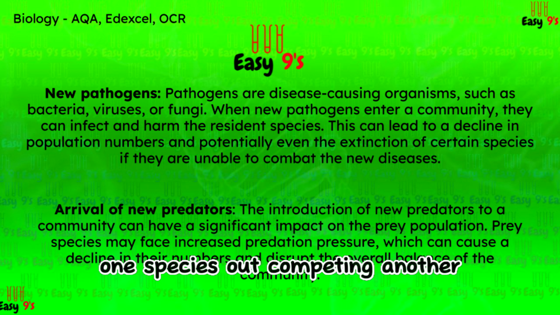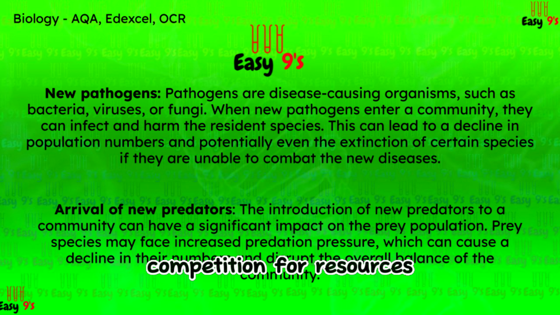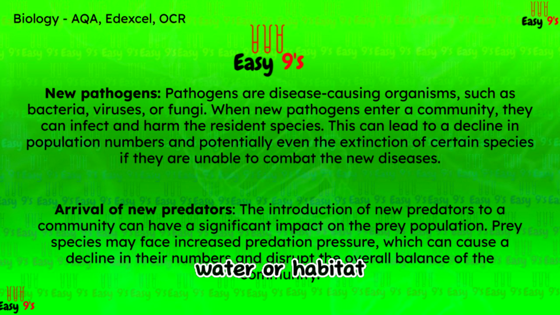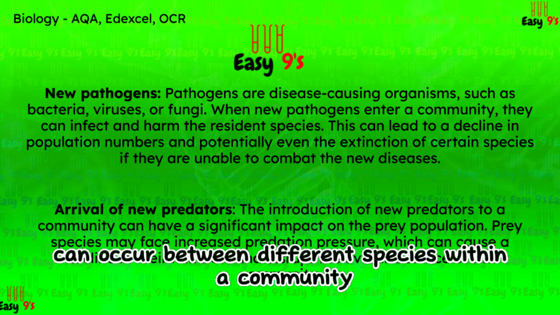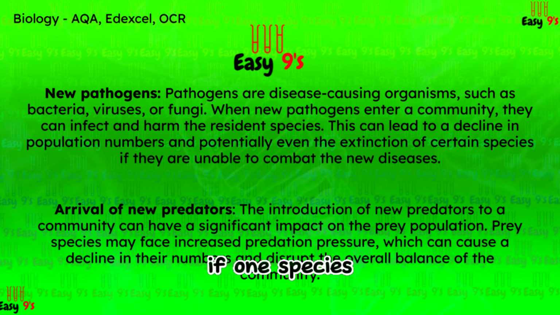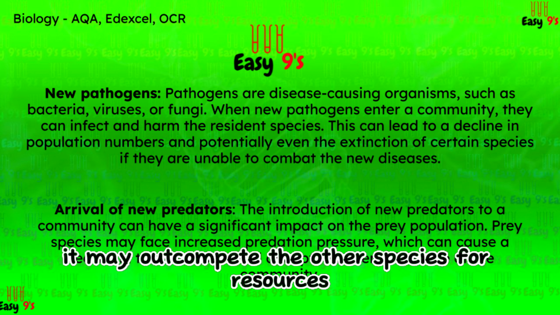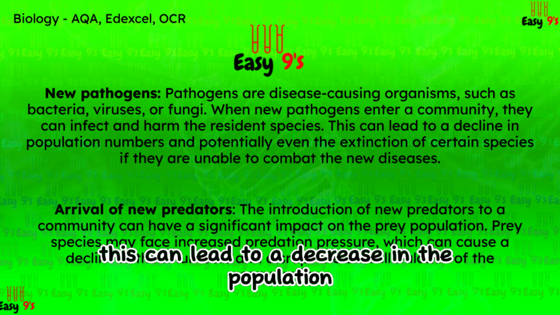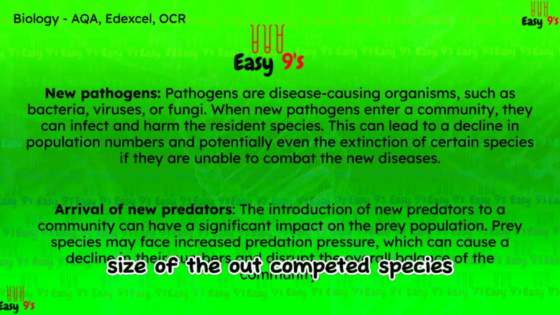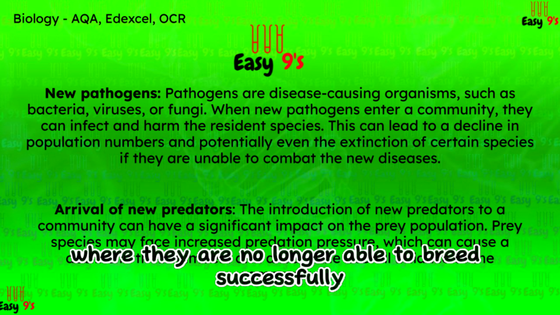One species outcompeting another. Competition for resources such as food, water, or habitat can occur between different species within a community. If one species gains a competitive advantage over another, it may outcompete the other species for resources. This can lead to a decrease in the population size of the outcompeted species, potentially to the point where they are no longer able to breed successfully.